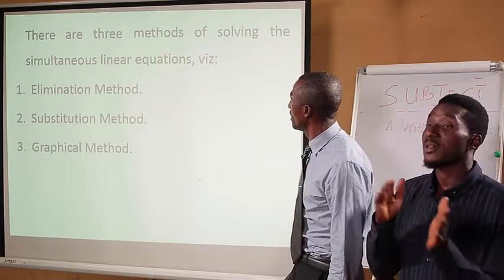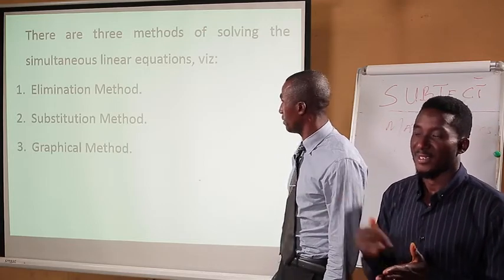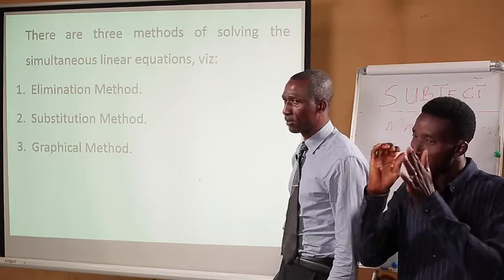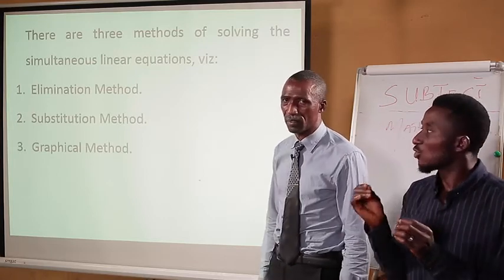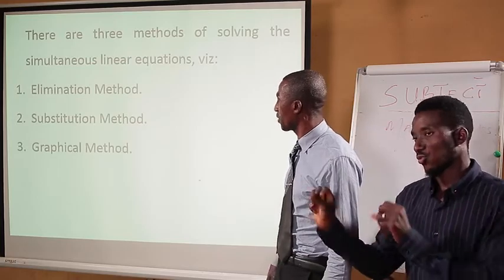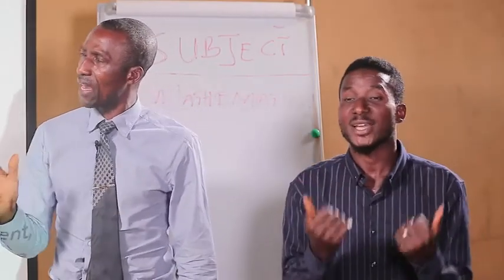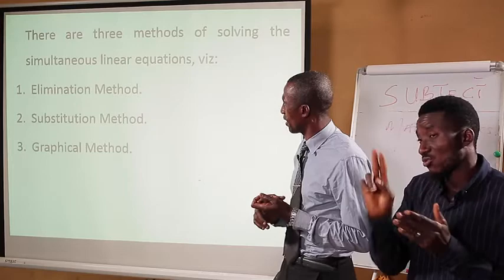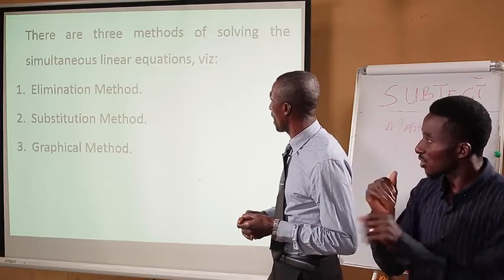My dear learners, there are three methods of solving simultaneous linear equations. Number one is the elimination method. Number two is the substitution method. And number three is the graphical method. When a question is given to you under simultaneous linear equations, whether you use the elimination method, the substitution method, or the graphical method, you arrive at the same answer.